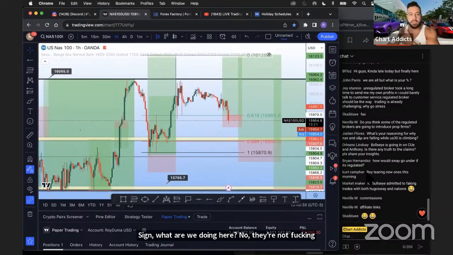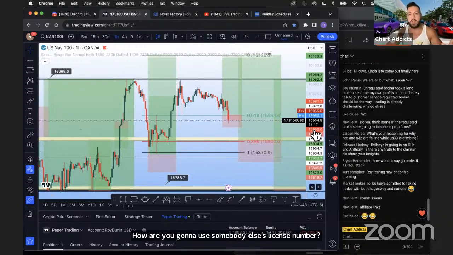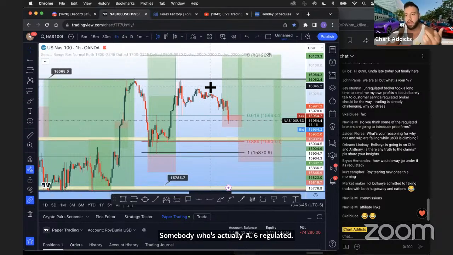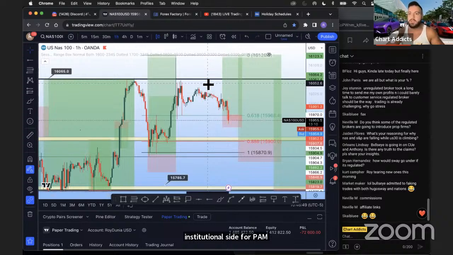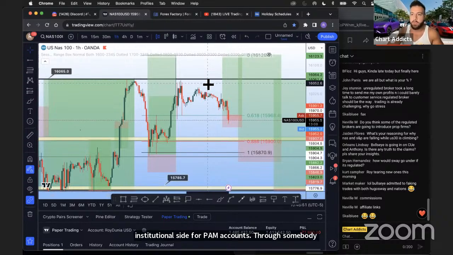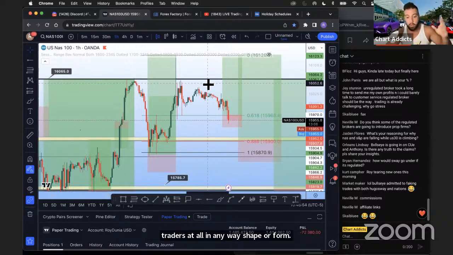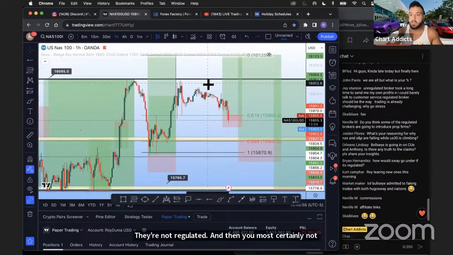How are you going to use somebody else's license number? Somebody who's actually regulated. They might have been regulated on the institutional side for PAM accounts through somebody else's license, but they are not licensed for retail traders at all in any way, shape, or form. They're not regulated. And they're most certainly not regulated in the United States, and that's where a lot of their clients are.